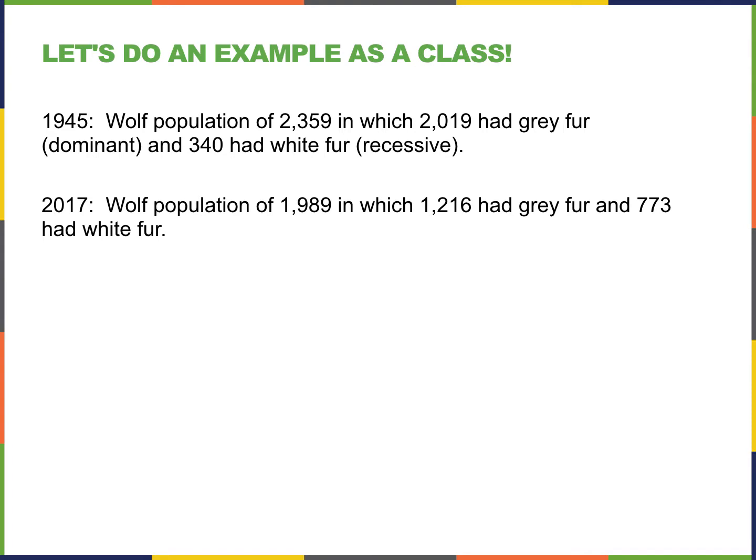And then for 2017, you would do the same thing again, where you get q squared, 773 divided by 1989. That gives you q squared, get the square root for q, solve for p, and then you can solve for the rest. If it does meet Hardy-Weinberg, then the p and q would be the same. If it doesn't, then you would see a difference. So now for the rest of class, you're just going to work on examples of how to solve for Hardy-Weinberg, which is just review because we've done it before.